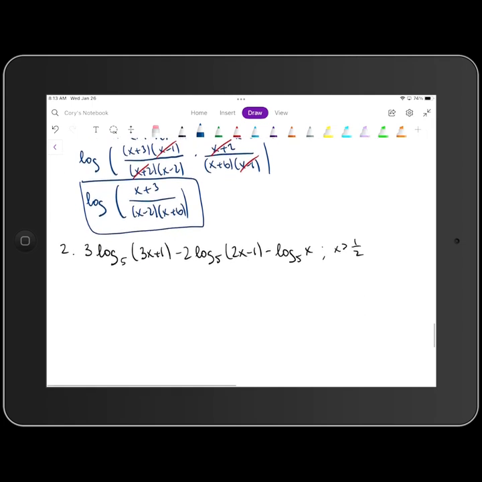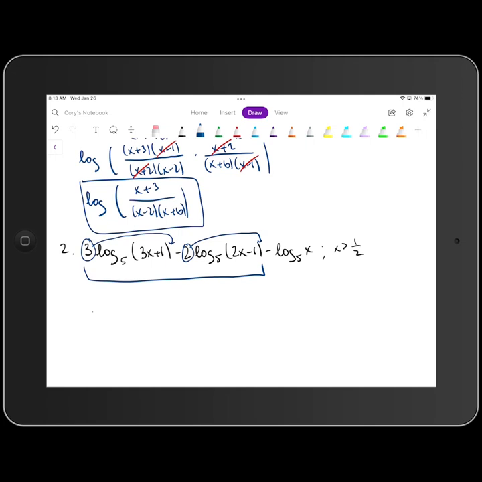Okay, so we're going to do the same thing for number 2. Number 2 has 3 individual log expressions. When that's the case, what we're going to do when simplifying is work from left to right, just taking 2 log expressions at a time. What I can do with these factors out front is make them the exponents for the log arguments.